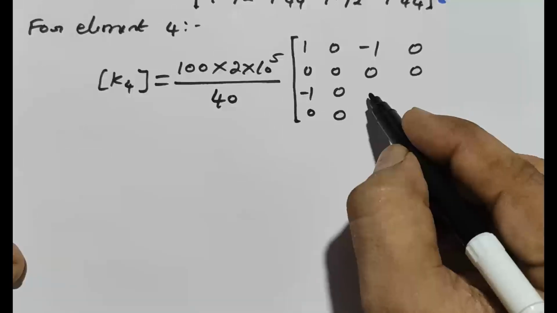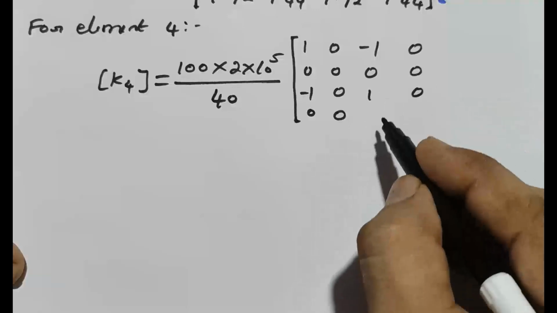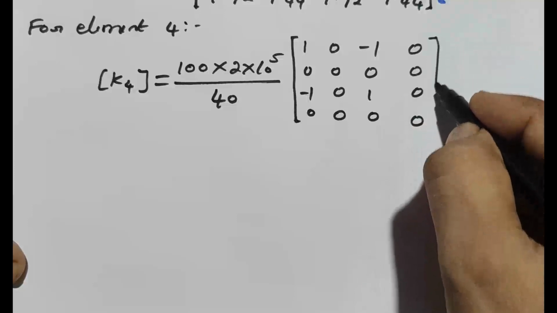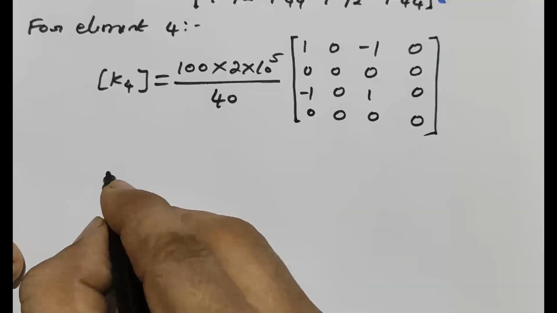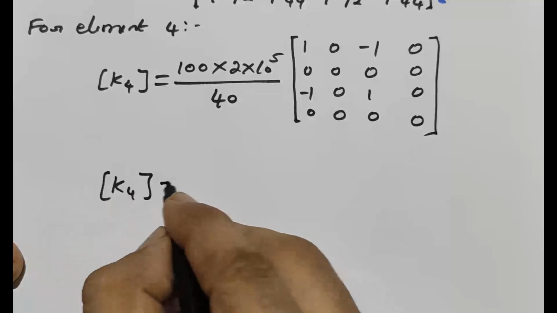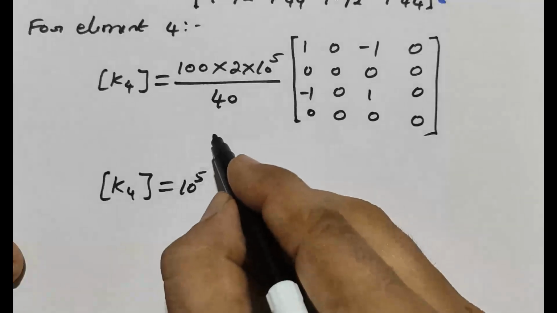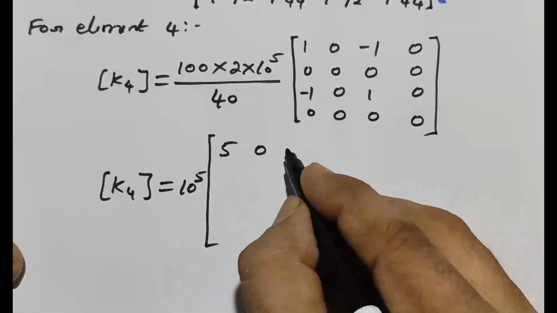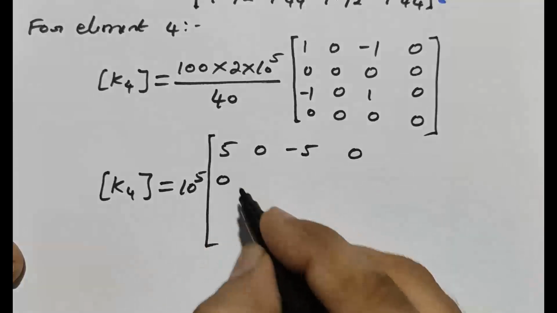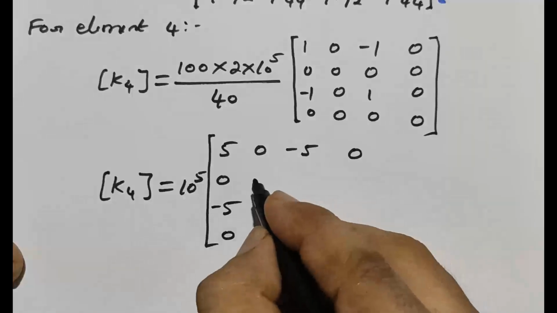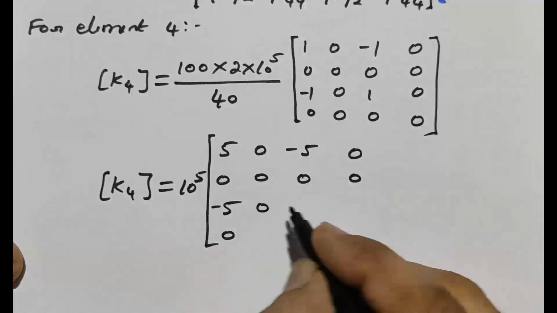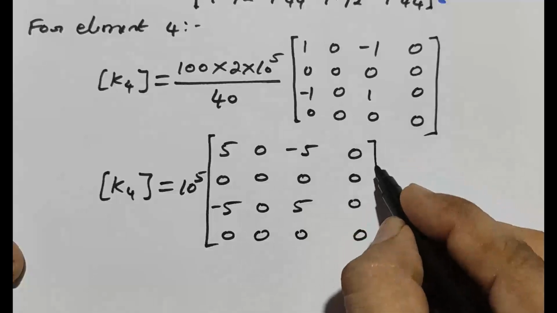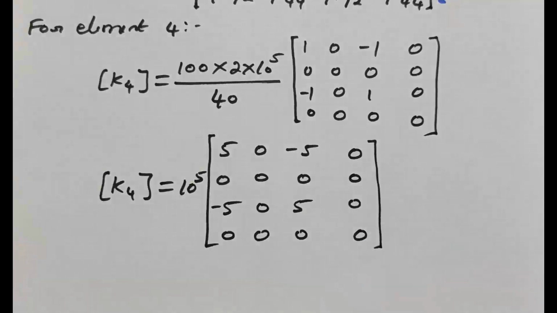Next we need L square. L square is 1. LM is 0. This is 0. M square is 0. If we simplify this, we will get K4 is equal to 10 power 5 outside, and inside it will be 5, 0, minus 5, 0, 0, minus 5, 0, 0, 0, 0, 0, 5, 0, 0, 0, 0. This is the elemental stiffness matrix for element number 4.